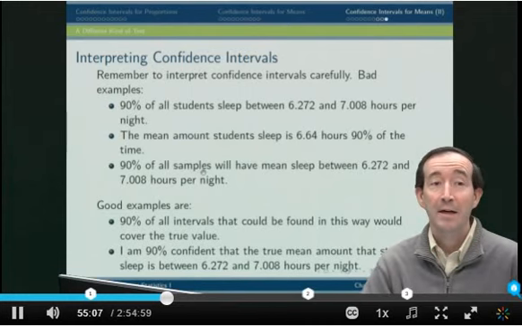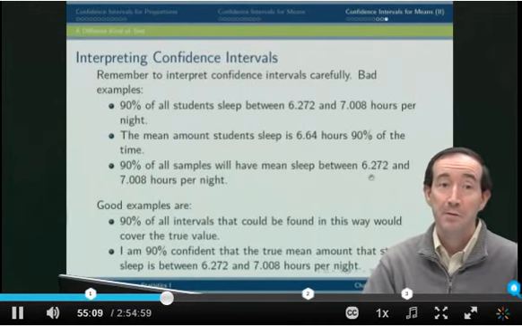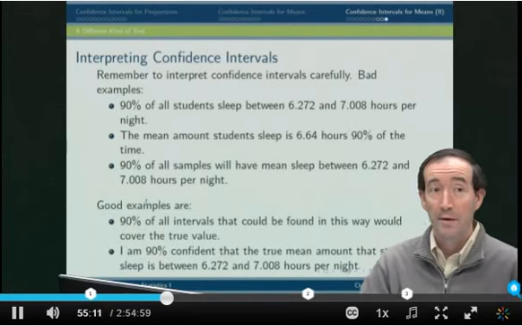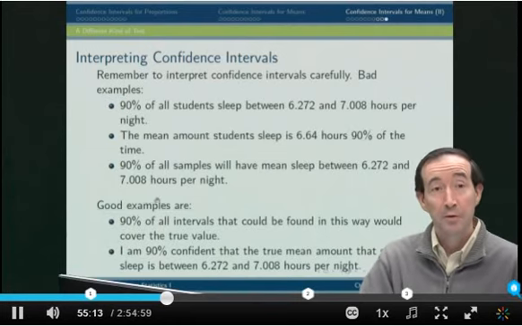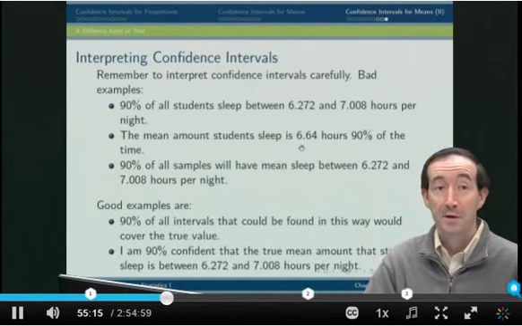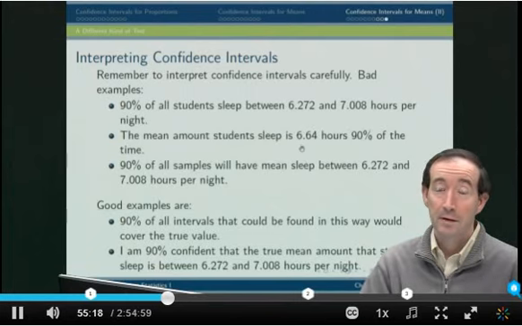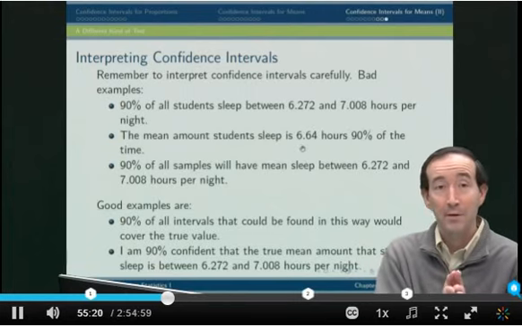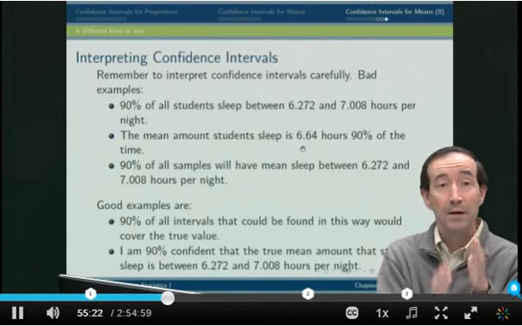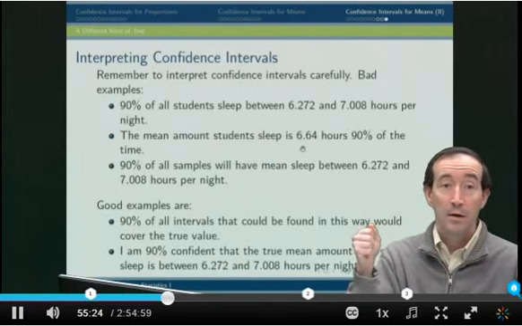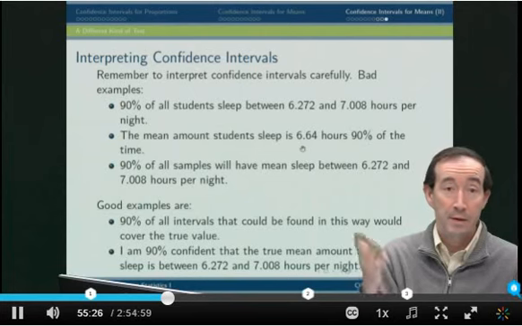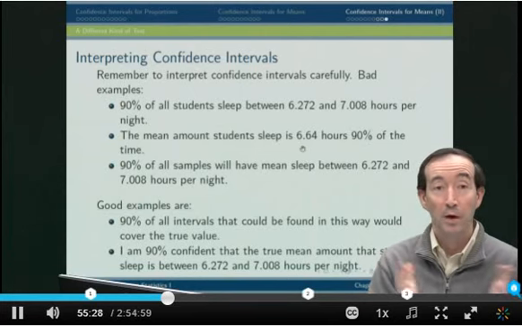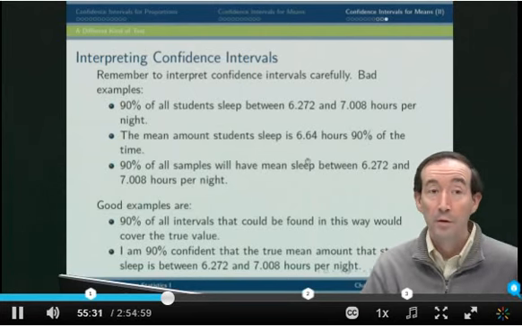I can't even say that 90% of all samples will have a mean sleep between 6.272 and 7.008 hours per night, because that's only true if the 6.64 is the true center in the population. When I build that sampling distribution, I have to have a center to start with, and then I can decide the middle 90% of all samples will be in a certain window. And so only when I know that the center is truly here can I make this claim.